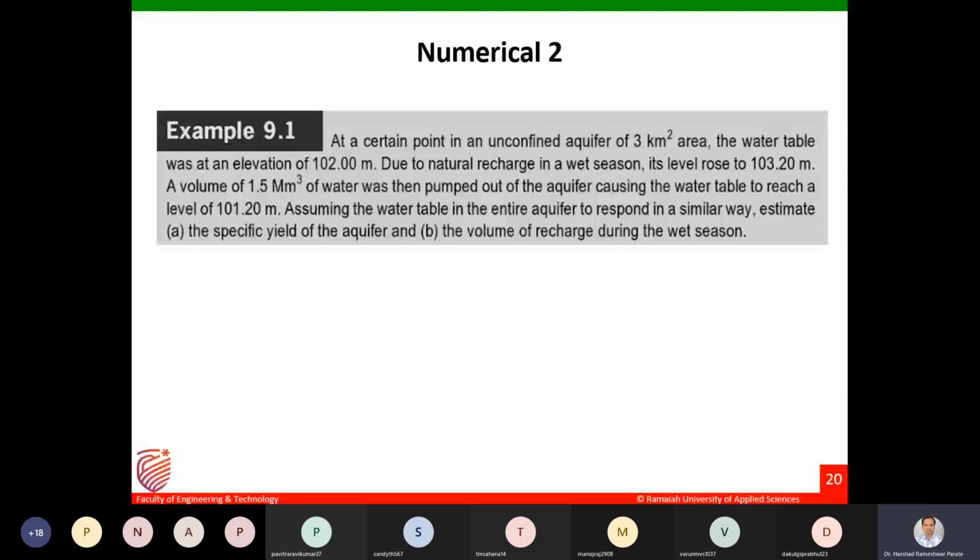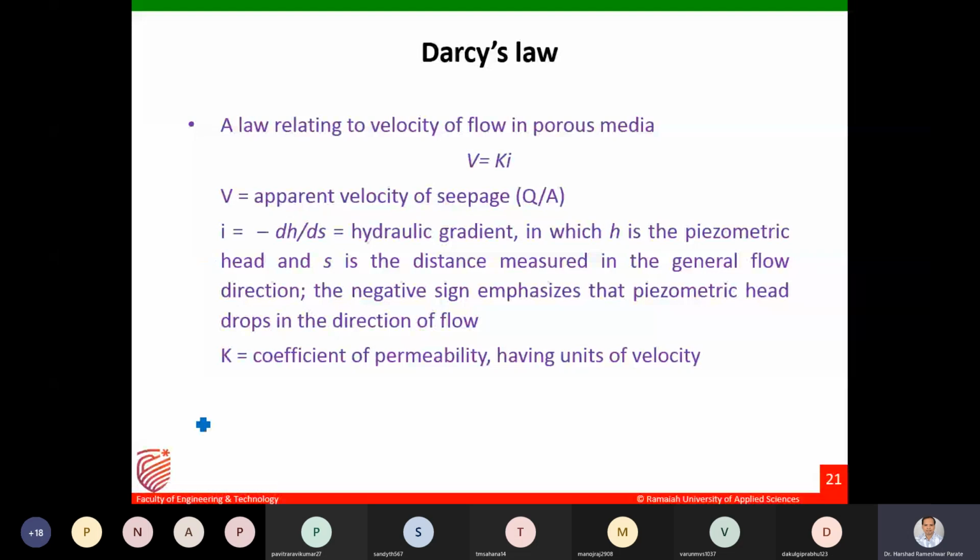Another important thing that we consider for groundwater is Darcy's law. I think you might have studied what Darcy's law is. We consider Darcy's law to be valid for groundwater flow. It has been proved that Darcy's law is valid for groundwater flow. That is why, when you want to calculate the groundwater flow, we always apply Darcy's law.